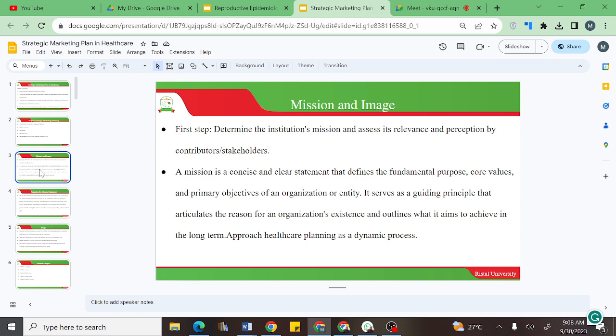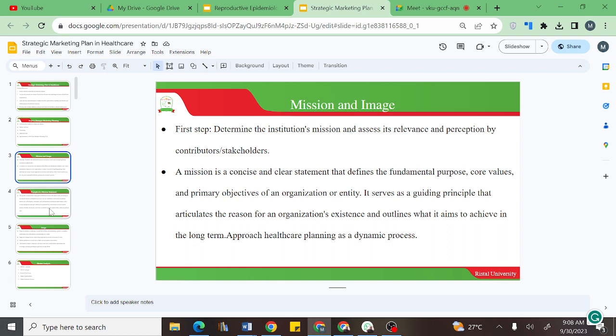Okay, so having the mission in mind is very, very important in the planning process for marketing. So you need to know what the organization stands for, what it intends to achieve in a long term, okay, and what are the values that guide its operation. Those are the things that you really need to look at.